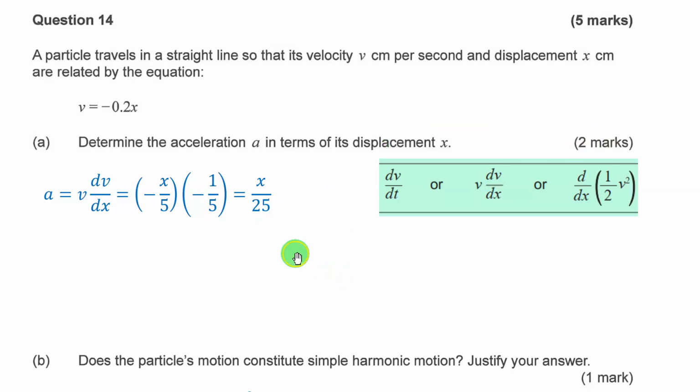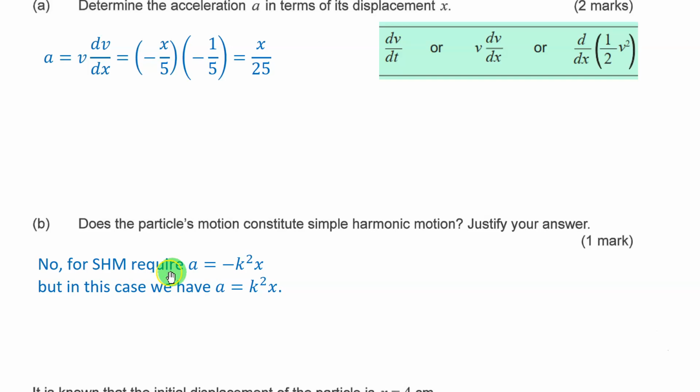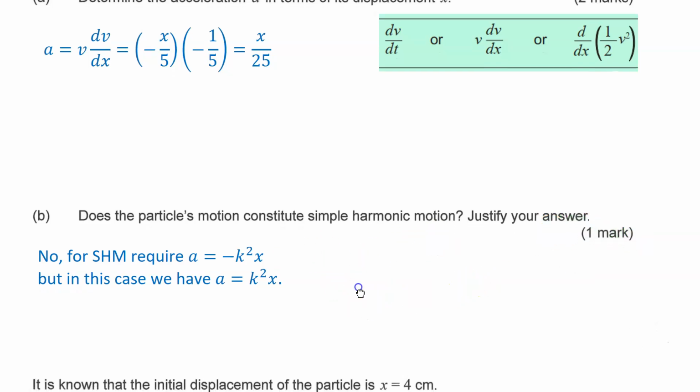First 2 marks. Then, does the particle's motion constitute simple harmonic motion? Well, we don't think so, because for simple harmonic motion, we're looking for the acceleration to be equal to minus k squared x, and we need a negative sign in there. But in our case, we have a is positive k squared x, so obviously we could say no. And that's only 1 mark. We don't want to go overboard in justifying it.